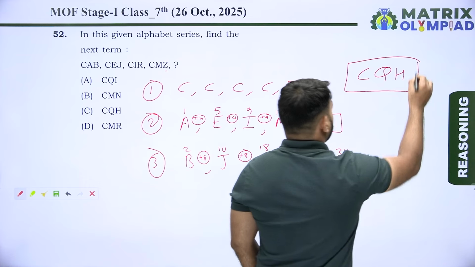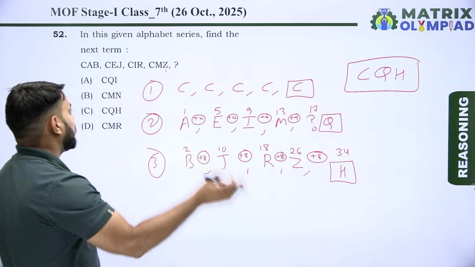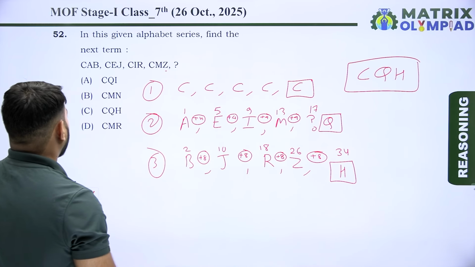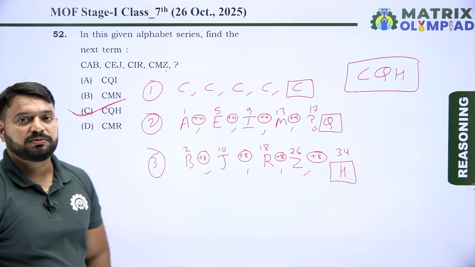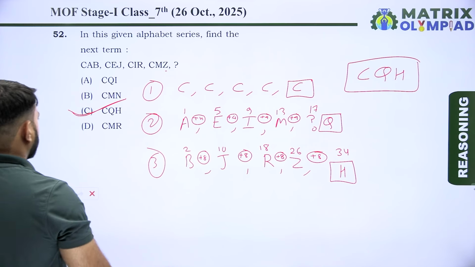So CQH is the missing term of the given series. So option C is the correct answer to this question. Let's move on to the next question.